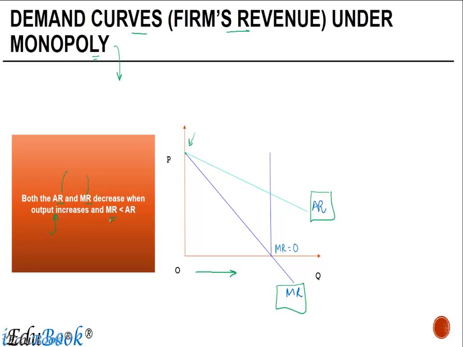And one thing you need to note here is that the marginal revenue is less than average revenue. For example, if I look here for this particular output, the marginal revenue is this much. Let's call this P1. For the same point, the average revenue is P2, which is higher than the marginal revenue. Therefore, you can say that the average revenue is always greater than marginal revenue, although both of them are downward sloping.